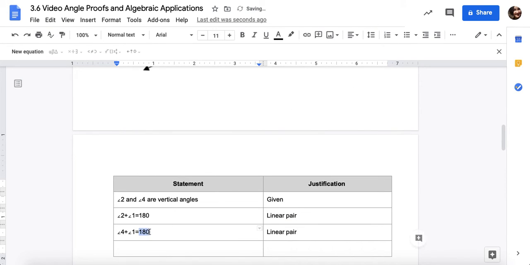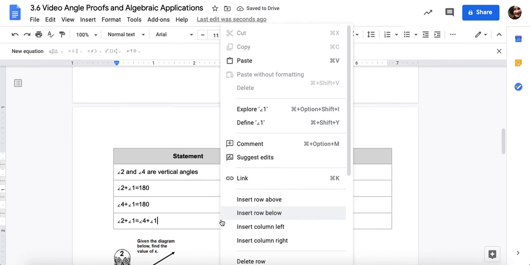Then, because they are both equal to 180, because 2 plus 1 equals 180, and 4 plus 1 equals 180, that means these two left sides have to be equal to each other. That's our transitive property from our 3.4 notes. So that means this has to equal this. And that's on your 3.4 notes.